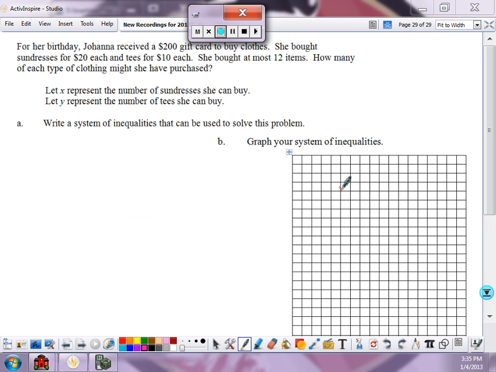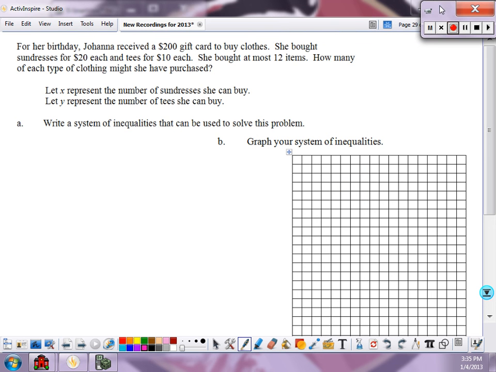For her birthday, Joanna received a $200 gift card to buy clothes. She bought sundresses for $20 each and T-shirts or tees for $10 each. She bought at most 12 items. How many of each type of clothing might she have purchased?